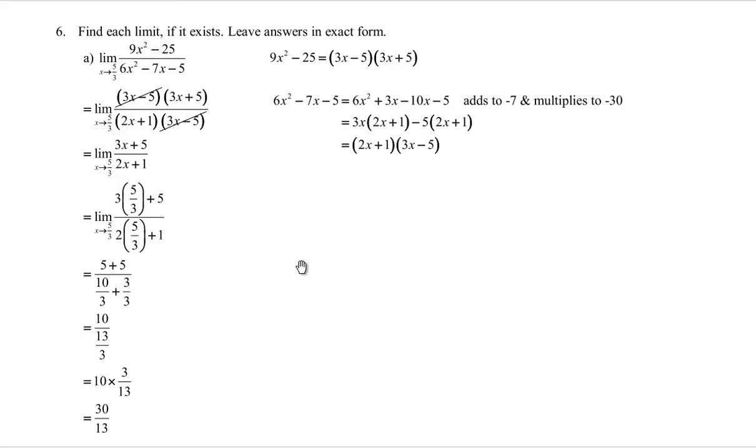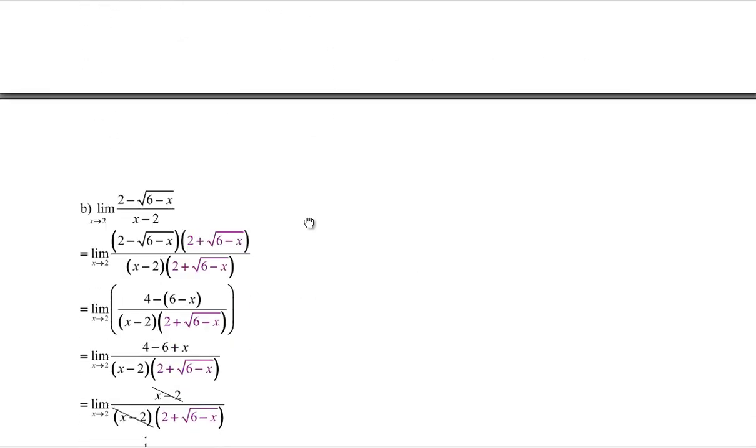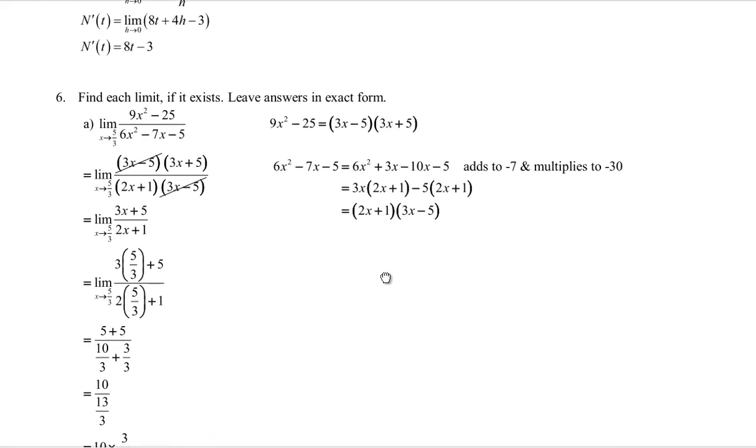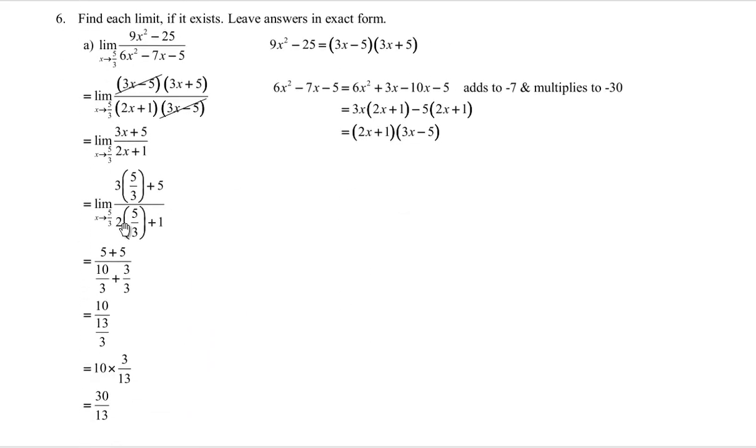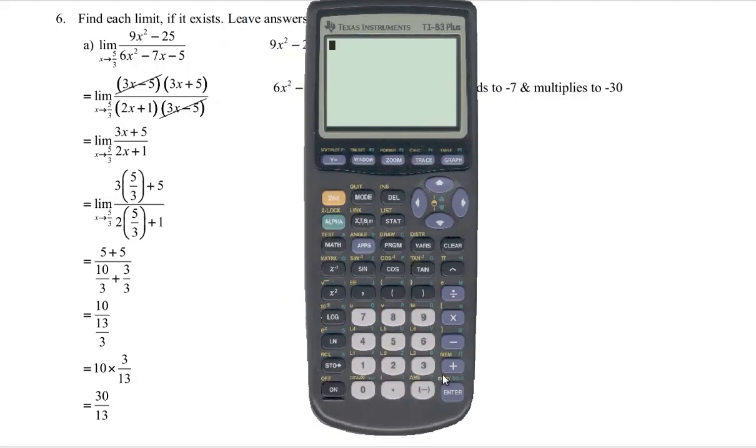Question number 6. If you've downloaded the review, you'll find these two side by side. The B is over here, but I wanted to have enough room to show everything here. So I put this one here, and the B is on the next page. So in A here, we're asked to evaluate the limit of 9x squared minus 25 over 6x squared minus 7x minus 5 as x approaches 5/3. And this is actually one of those indeterminate forms, and maybe the simplest way is just to use the calculator so we don't get into all the fractions here.